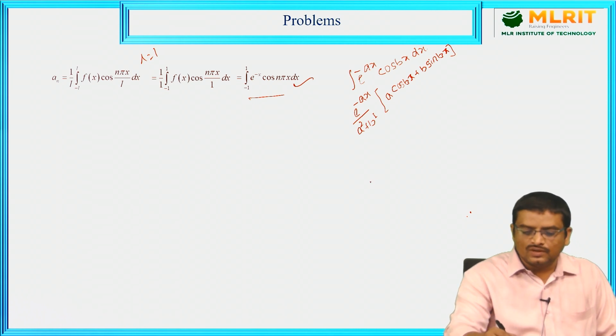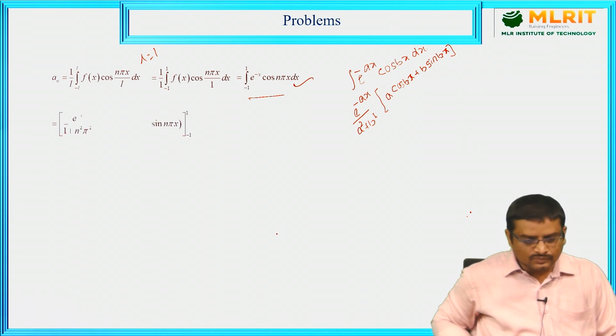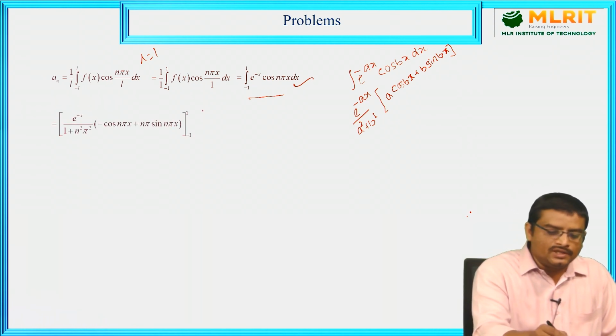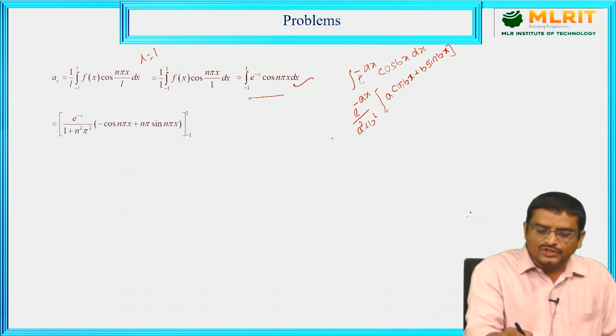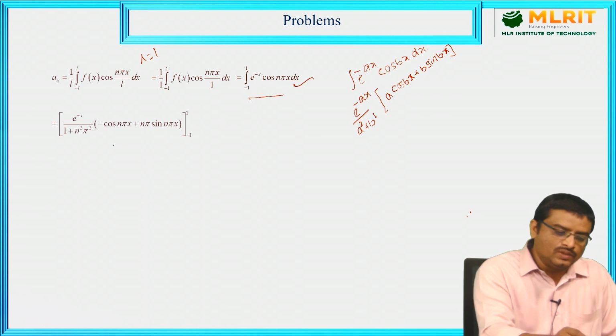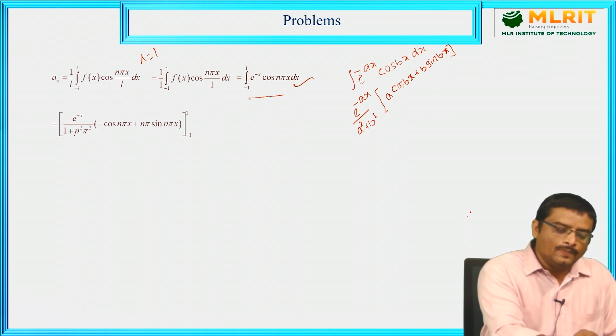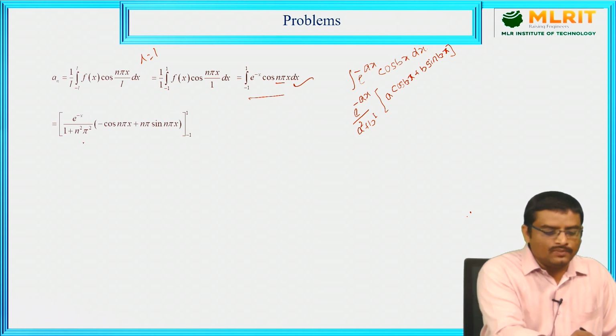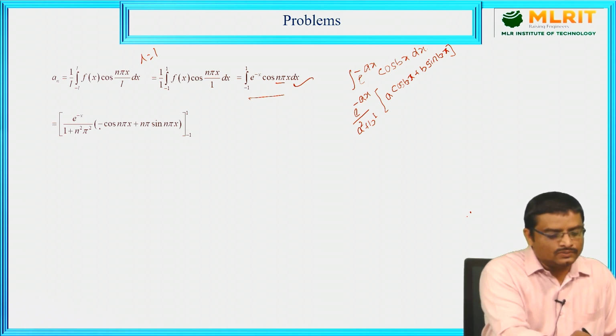Now use this formula and then substitute the upper limit and lower limit here. So e power minus ax, that is e power minus x by a square plus b square. The coefficient of x for the exponential function is 1, so 1 square, that is 1, plus b. Our b is here n pi, so b square can be written as n square pi square.